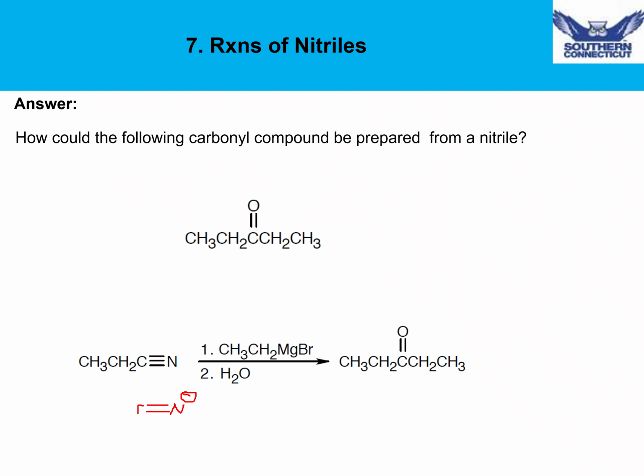This carbon will have an ethyl group from the Grignard reagent, and it will have an ethyl group from the nitrile that we started with. So here's an ethyl group, so that could be that one. And then we could add an ethyl group from the Grignard reagent. That anion here will be protonated by water in the last step of the reaction, and then the resulting imine will be eventually hydrolyzed into this ketone.